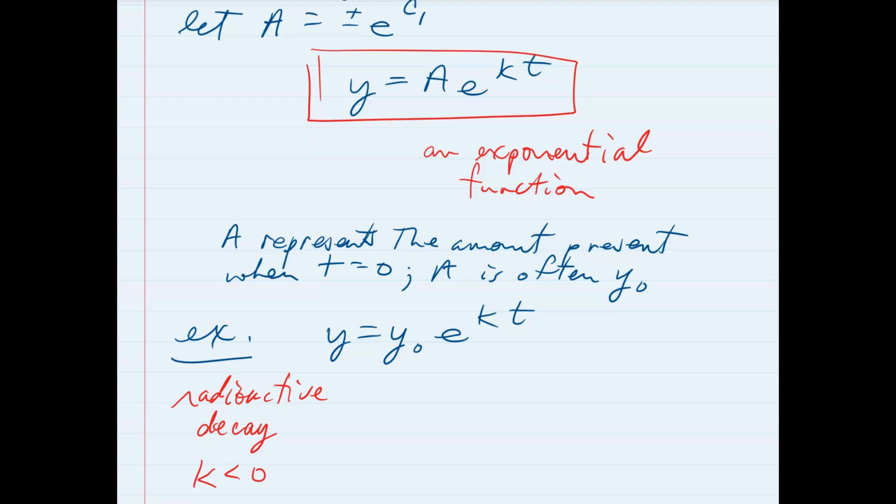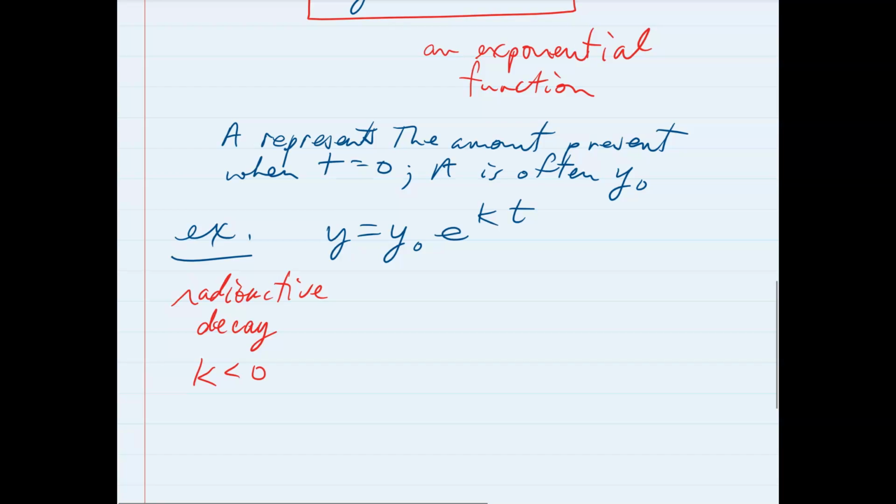Another kind of application here is if we have continuous compounding of money in an account. But again, let's look at radioactive decay. I think I've got an example right here. This is a very straightforward example that won't be too challenging. So let's say k is equal to negative 0.5.